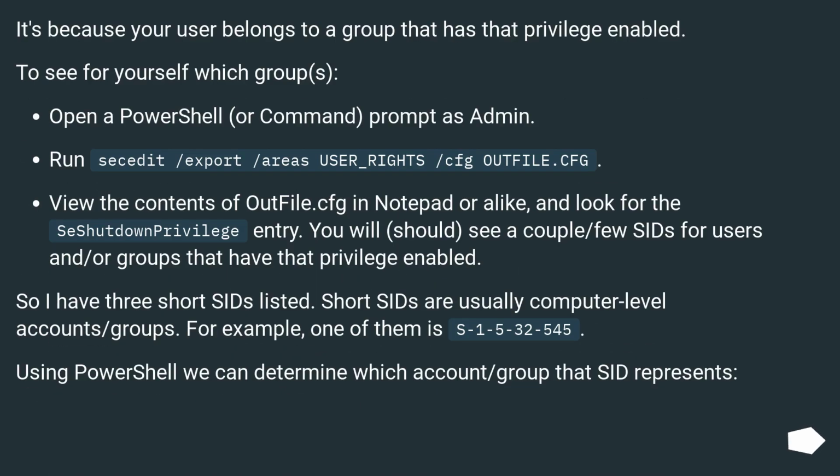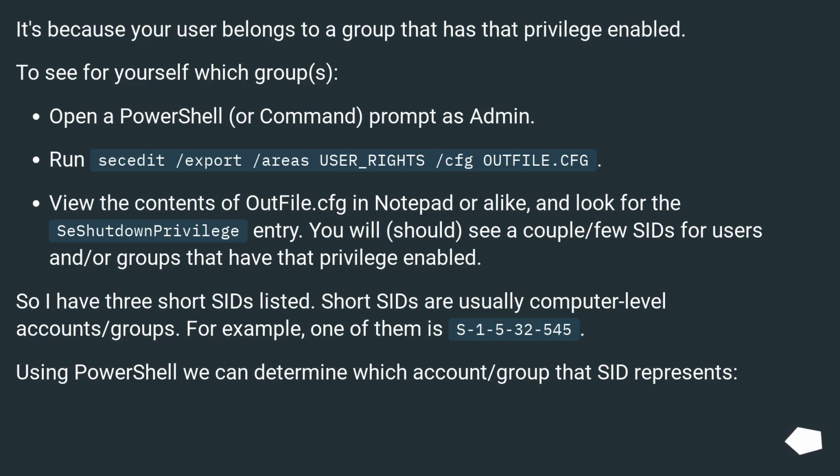It's because your user belongs to a group that has that privilege enabled. To see for yourself which groups, open a PowerShell or command prompt as admin. Run secedit /export /areas USER_RIGHTS /cfg outfile.cfg. View the contents of outfile.cfg in Notepad or alike, and look for the SeShutdownPrivilege entry. You should see a couple or few SIDs for users and/or groups that have that privilege enabled.